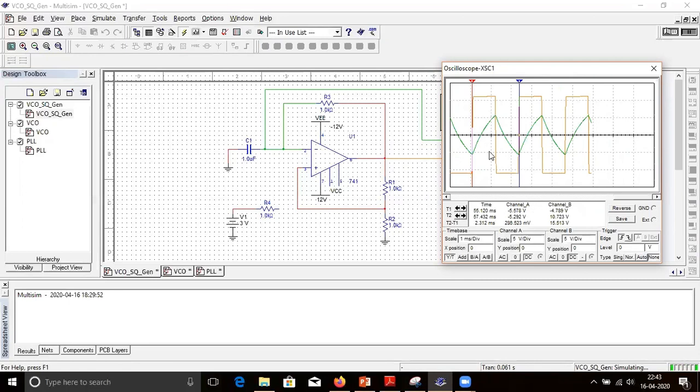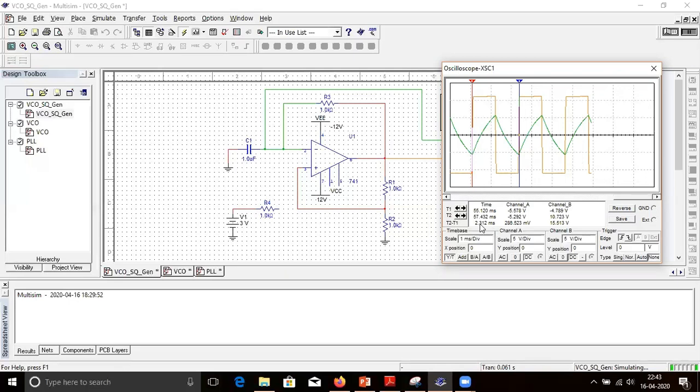Okay. So here you can notice, the vertical scale is 5 volts per division. So one division, that means this is roughly 5 volts and this is minus 5 volts. So that means capacitor is charging between UTP and LTP, 5 volts and minus 5 volts. And output is between plus Vsat and minus Vsat. Roughly it is 10 volts and minus 10 volts. It is slightly more than this, but this is a perfect square wave.